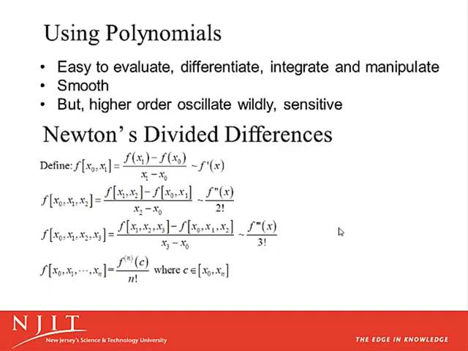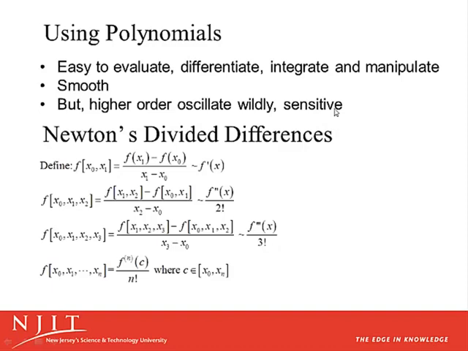Using polynomials, one might ask, well, why do we want to do this? Polynomials are easy to evaluate, they're easy to differentiate, to integrate, and manipulate. Polynomials are smooth, at least piecewise. We can have them smooth, or if they go through all the points, they're surely smooth. They have derivatives of all orders. But higher order polynomials oscillate wildly, and there is a lot of sensitivity.